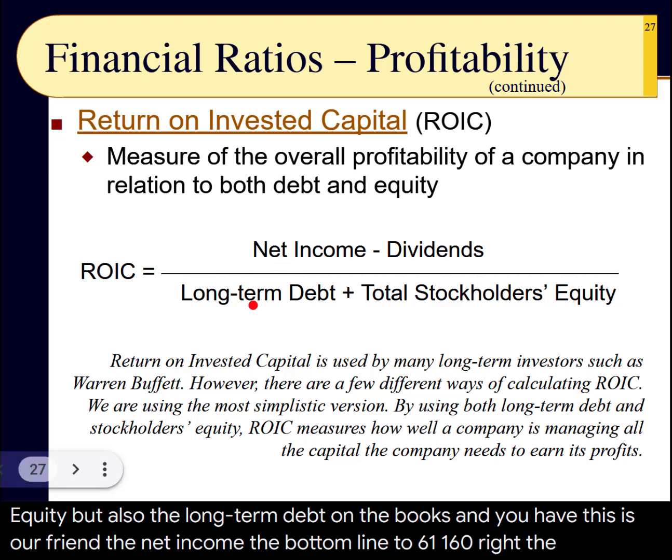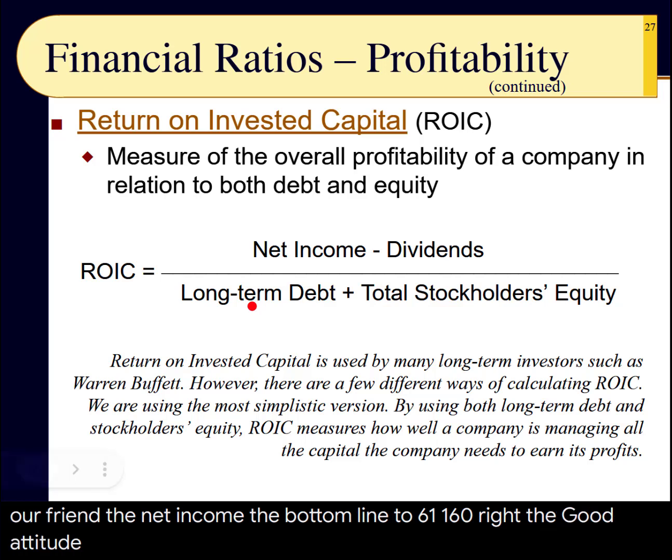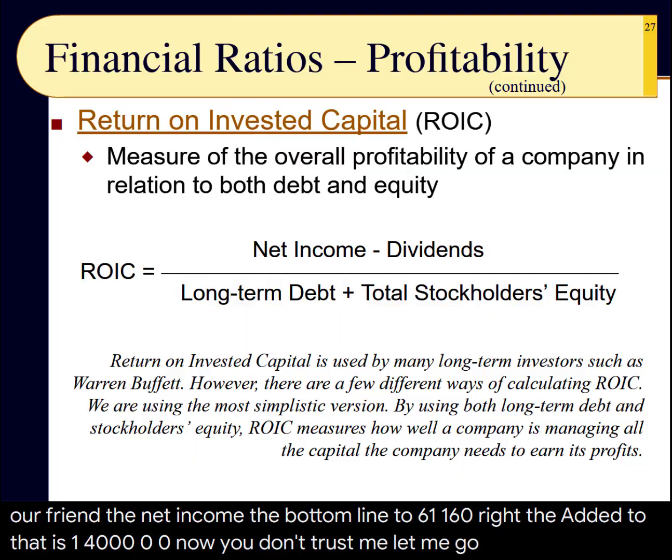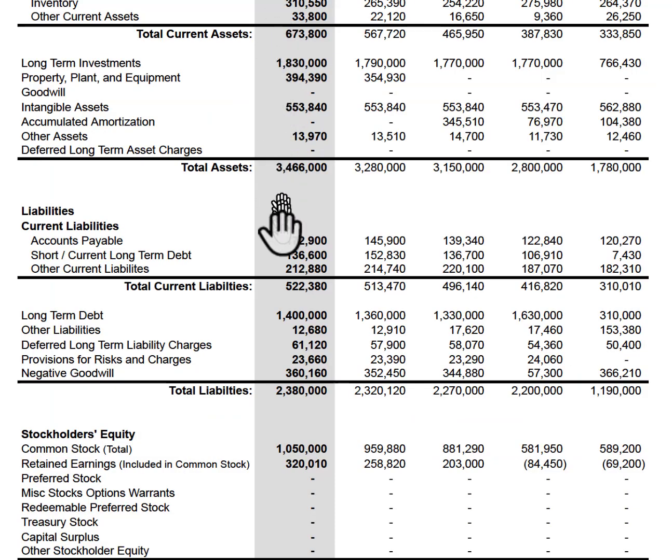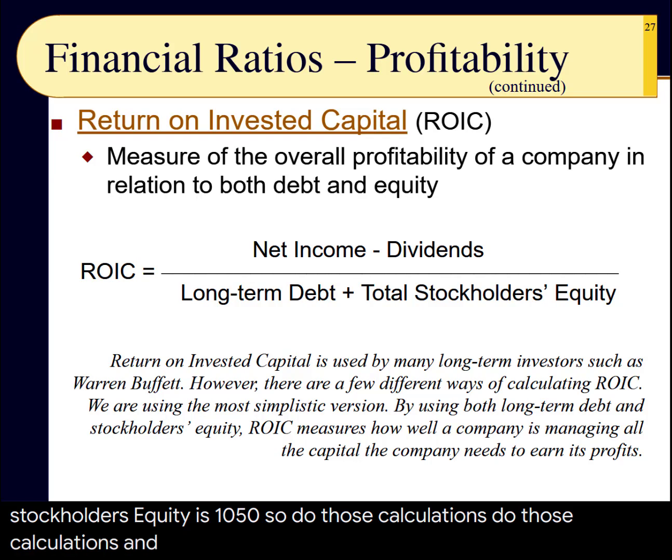The long-term debt, where do I have that? 1,400,000. Now, you don't trust me? Let me go look. Where's the balance sheet? There it is. Long-term debt, 1,400,000. And then our stockholders' equity is 1,050,000. So do those calculations. And let's see what I got here.